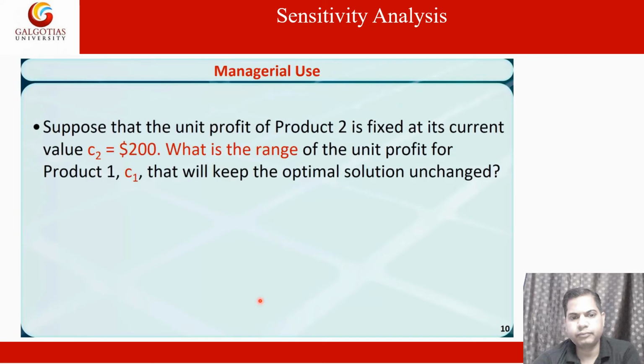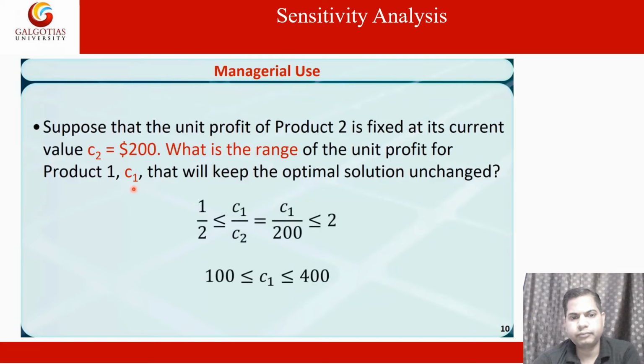Another question. Suppose that the unit profit of product 2 is fixed at its current value. C2 is equal to $200. What is the range of the unit profit for product 1, C1, that will keep the optimal solution unchanged? Now C1 over C2 is C1 over 200, which should be between 1 over 2 and 2. Finally, we have that C1 is between 100 and 400. If it's in this range, the optimal solution will remain the same.